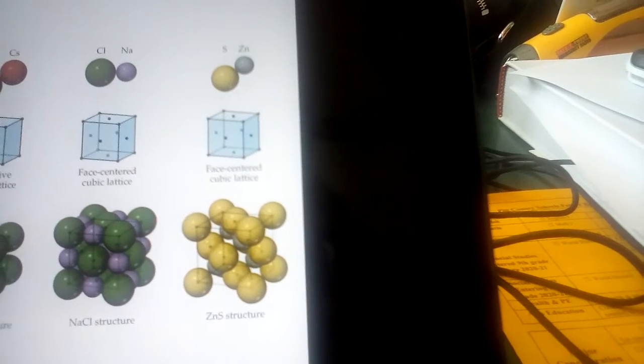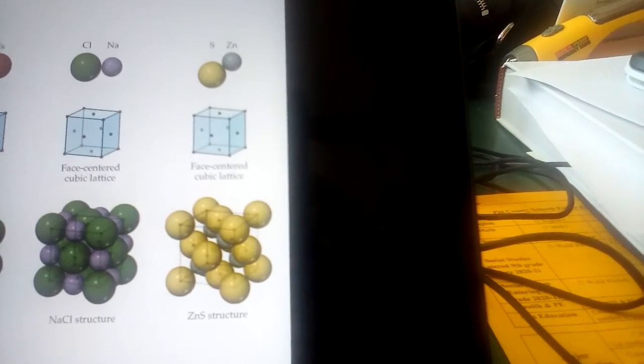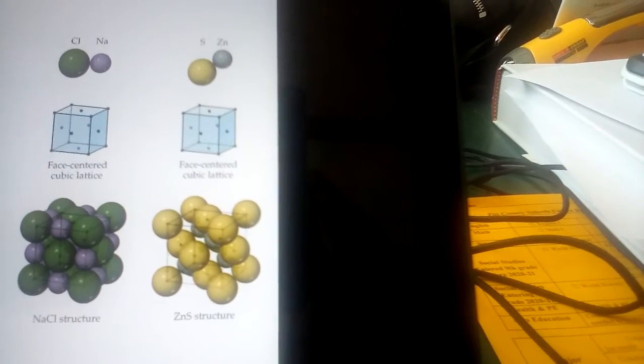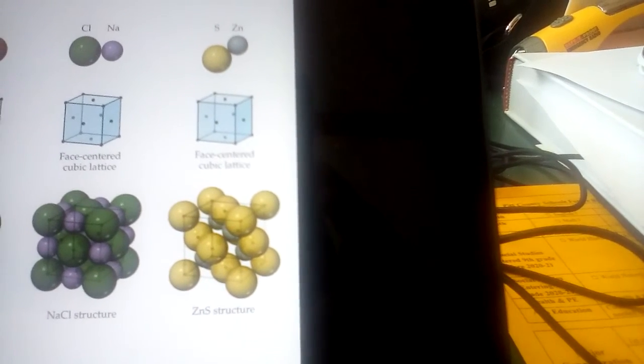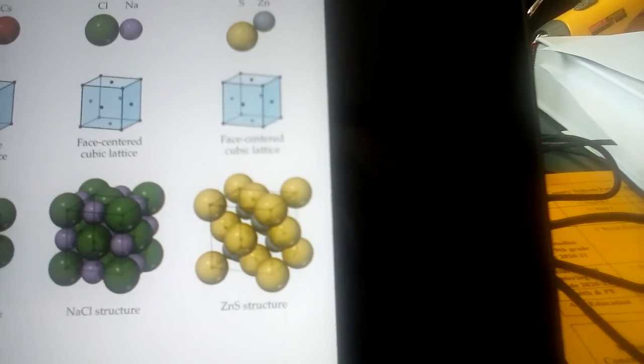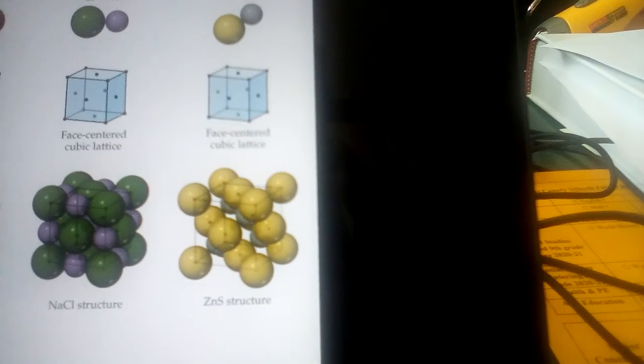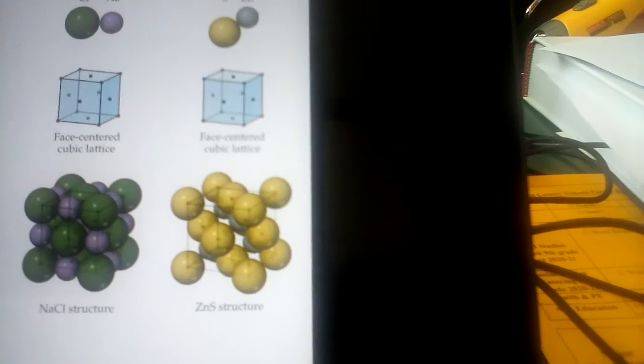The last structure, zinc sulfide structure, we have a face-centered cubic arrangement of our anions, sulfide in this case, sulfur. And the zincs in this case, it's a little harder to see here. This may be a case where you want to look at some of the pictures in your textbook to get a little better idea of what is being described here. But the zincs in this case are in what are called tetrahedral holes within the sulfur lattice.